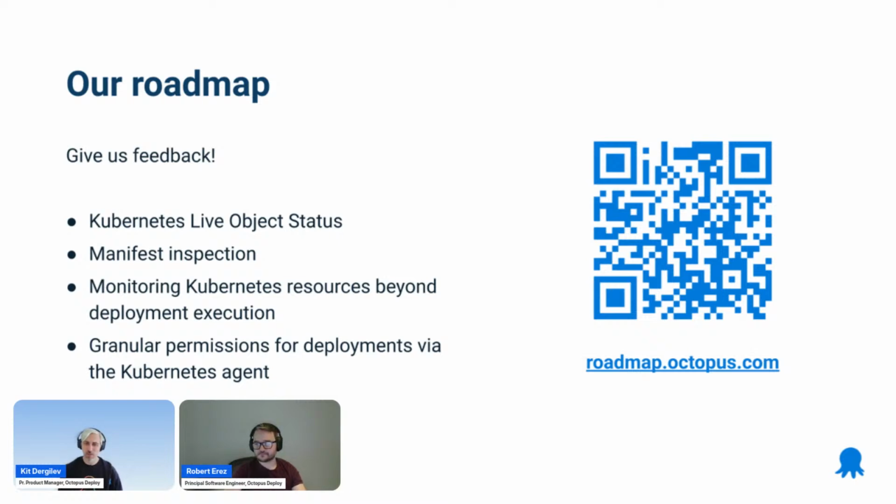We just kicked off a new project about manifest inspection. So Octopus will show you what code, what configuration was deployed to the cluster per object. You can open a deployment and see, hey, that's the YAML for this particular deployment, how it was applied to the cluster. And we're thinking about a few more things, like adding more permissions for the agent or more comprehensive monitoring of Kubernetes resources after deployment was executed. So please look at our roadmap and let us know which of these makes more sense.